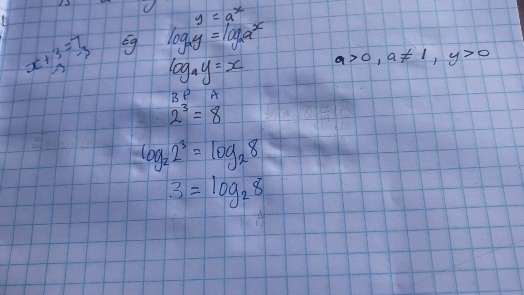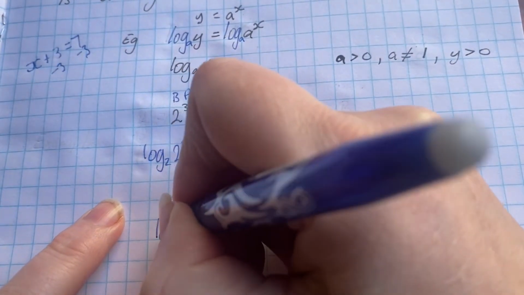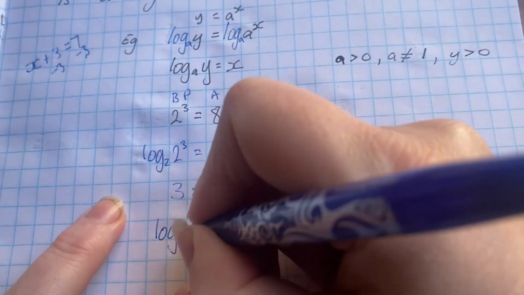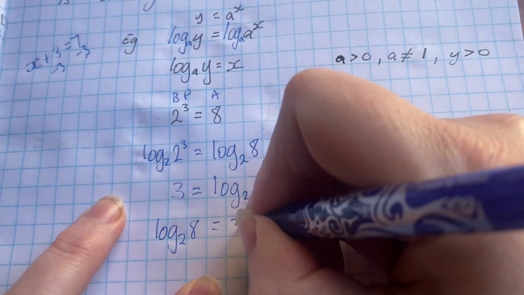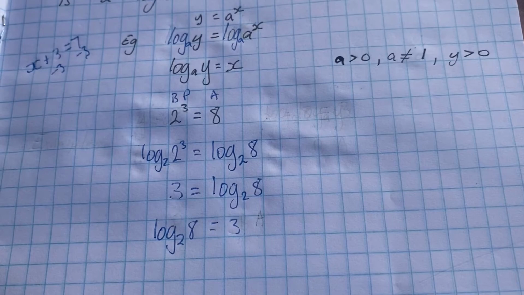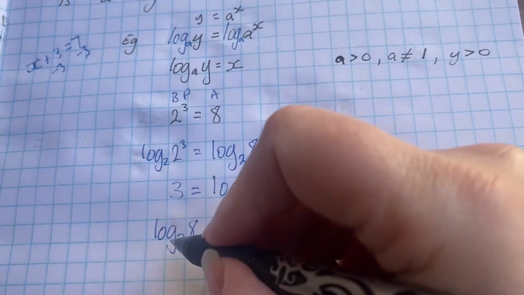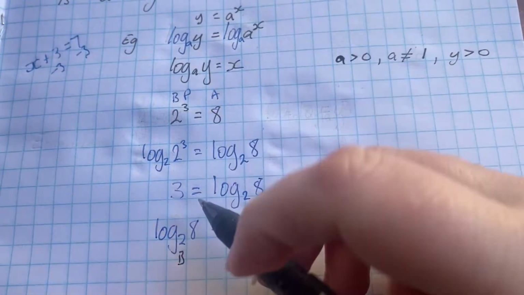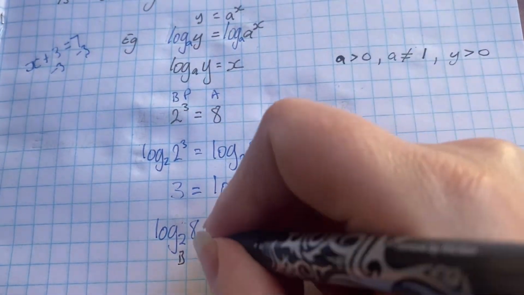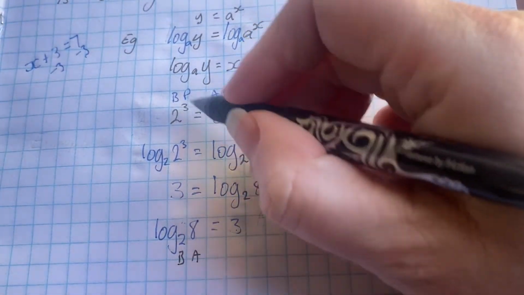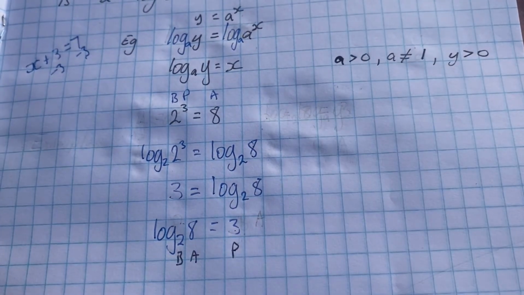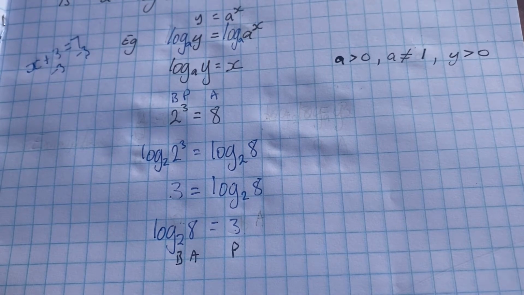Now I'm just going to turn that around to write the log on the other side. So log base 2 of 8 is equal to 3. And some people like to think of this as 2 as your base, 8, remember, was your answer, and 3 was your power. So some people like to call that BAP form.